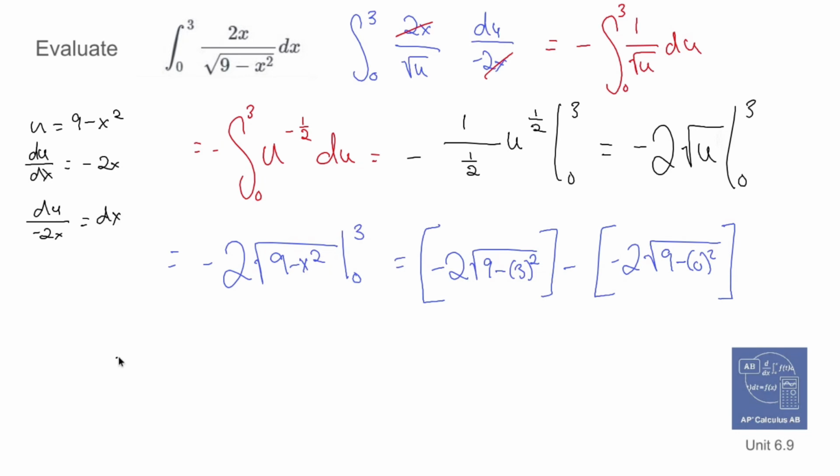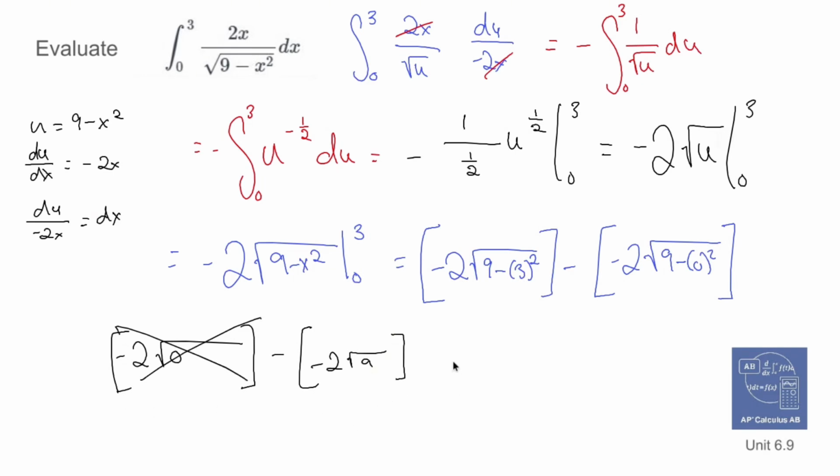The left one becomes negative 2 square root of 0. Big square root, little number. Minus negative 2 square root of 9 minus 0. So you just completely go away. And we have a double negative, 2 times 3, which becomes positive 6. Interesting problem.